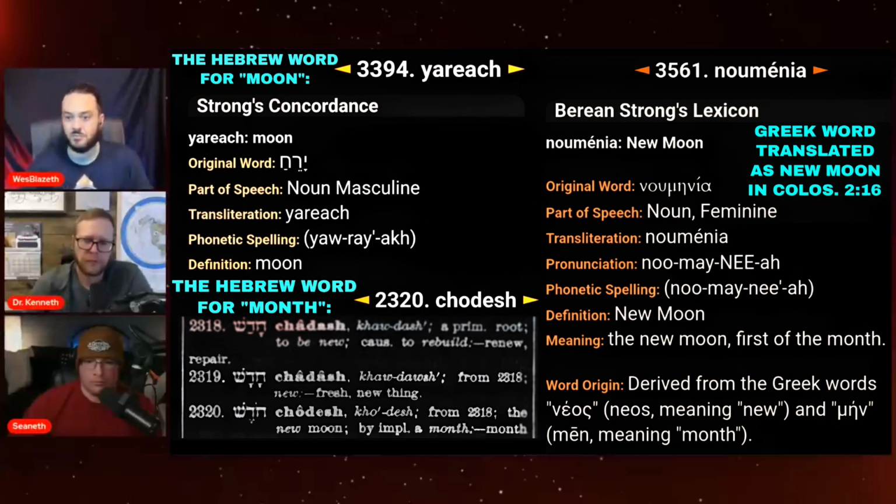Whereas Kodesh is used 276 times in scripture and nearly always translated as a month, except for 20 times, which is odd because those 20 times are specifically involved with descriptions of the feast days and the appointed times. And tradition has dictated that it be translated as moon.